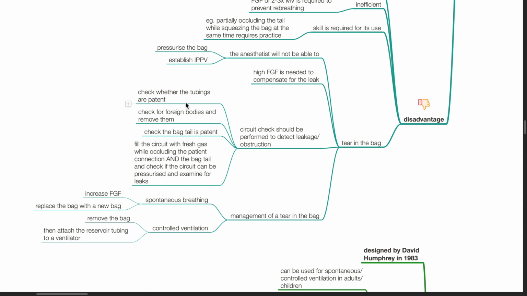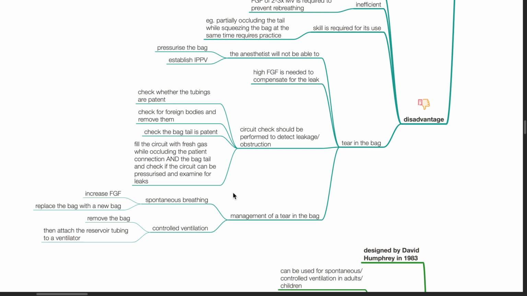Check whether the tubings are patent. Check for foreign bodies and remove them. Check the bag tail is patent. Fill the circuit with fresh gas while occluding the patient connection and the bag tail, and check if the circuit can be pressurized and examine for leaks.